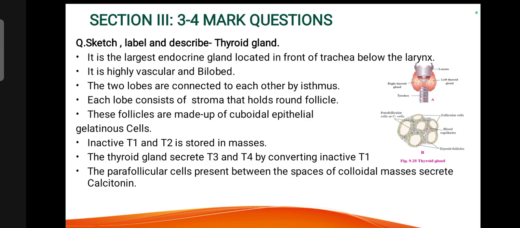Sketch and label and describe thyroid gland. It is the largest endocrine gland located in front of trachea below the larynx. It is highly vascular and bilobed. The 2 lobes are connected by isthmus. Each lobe consists of stroma that holds round follicles. These follicles are made up of cuboidal epithelial gelatinous cells that store inactive T1 and T2. The thyroid gland secretes T3 and T4 by converting T1 and T2. The parafollicular cells present between the space of colloidal masses secrete calcitonin.